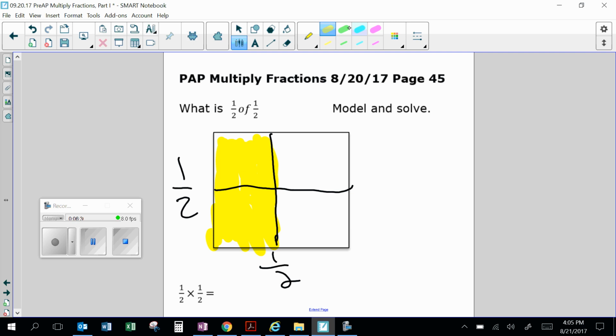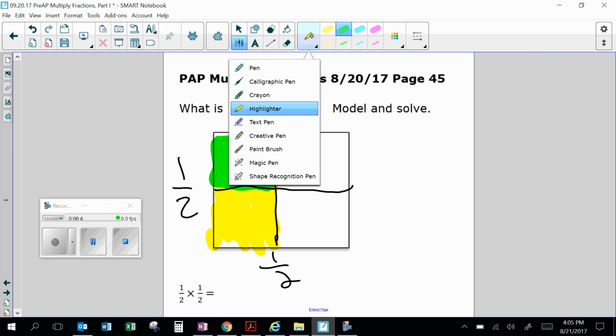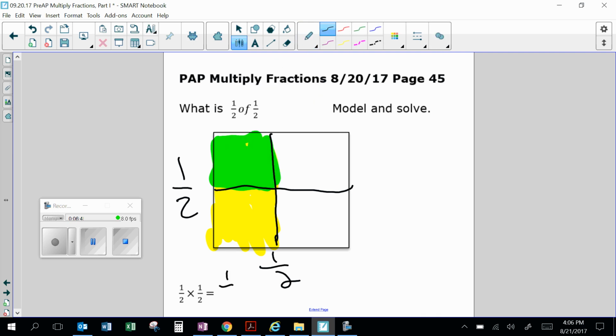Using my other highlighter, would it be the whole thing? No, I need half of this half. So I need this part right here. What fraction is that? That is 1/4. 1/2 times 1/2 is equal to 1/4.